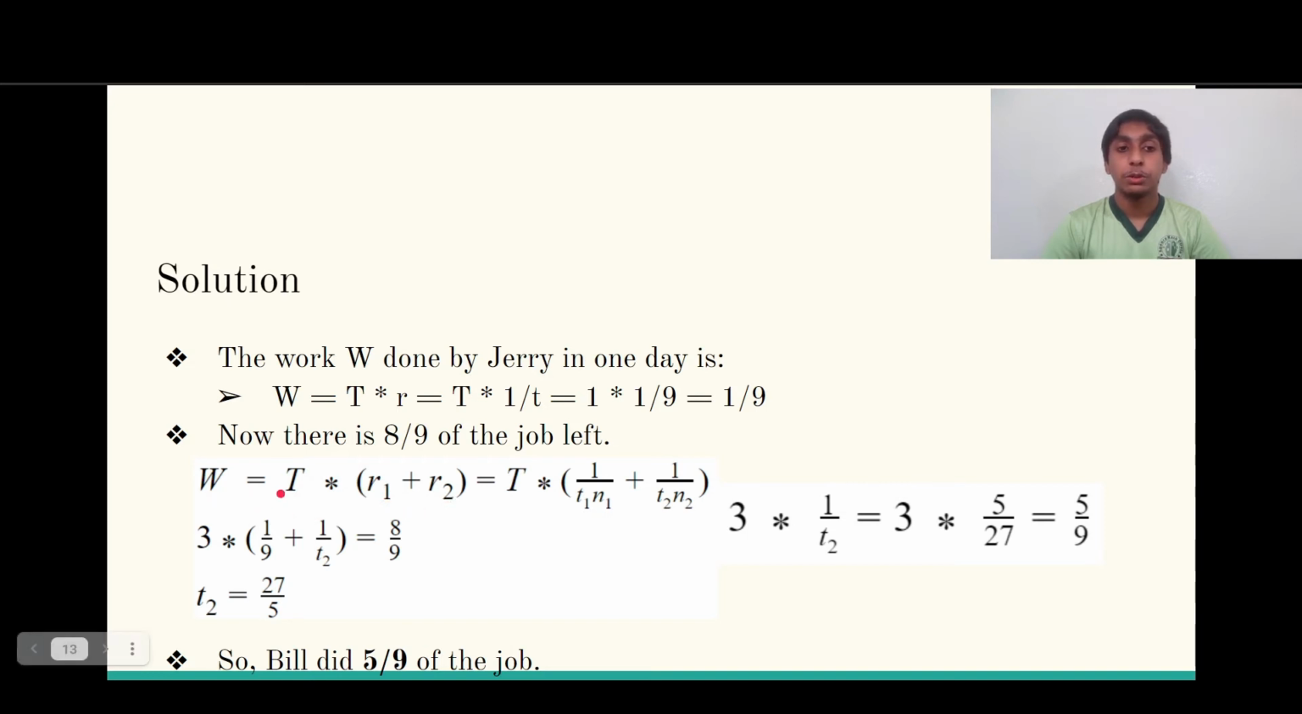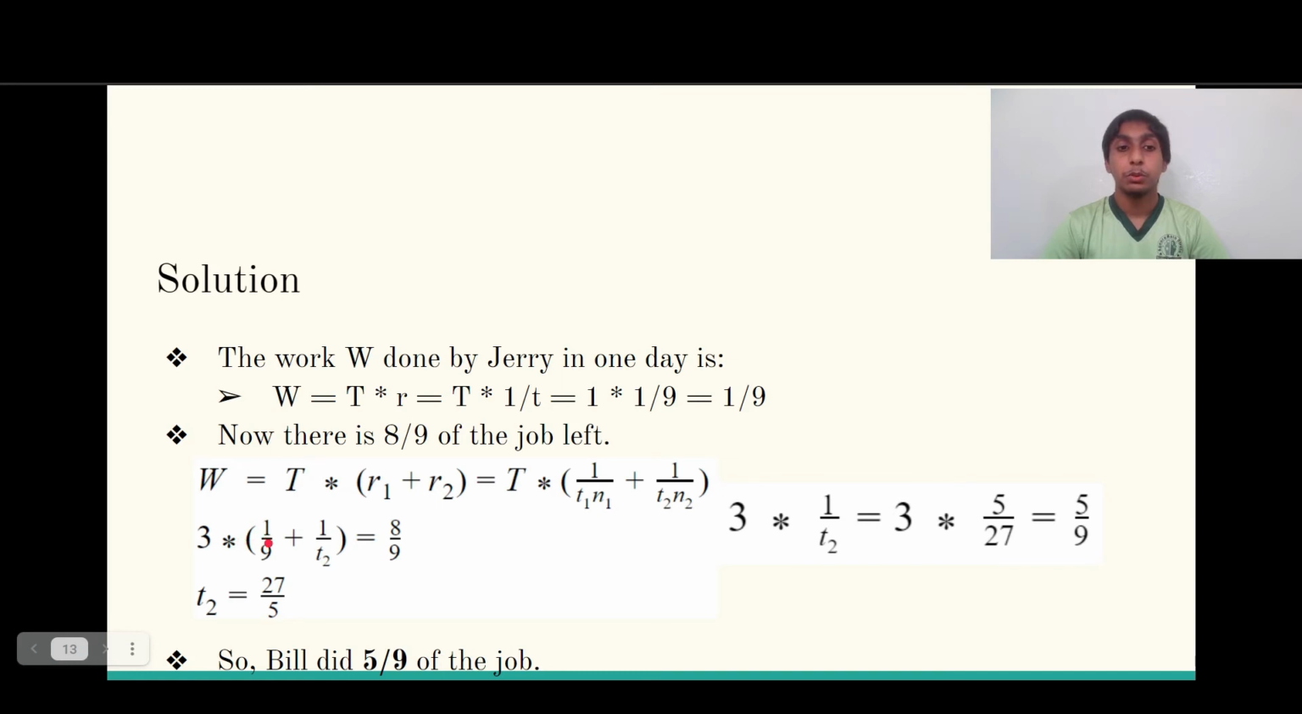Well, W is equal to T times R1 plus R2, which is equal to T times 1 over T1 N1 plus 1 over T2 N2. So here you can discount this N, because there's just basically 1 person in each rate group, because you have Bill and Jerry. So basically 1 where it says N1 and 1 where it says N2. So now we can just plug in our values and we can solve for this one.